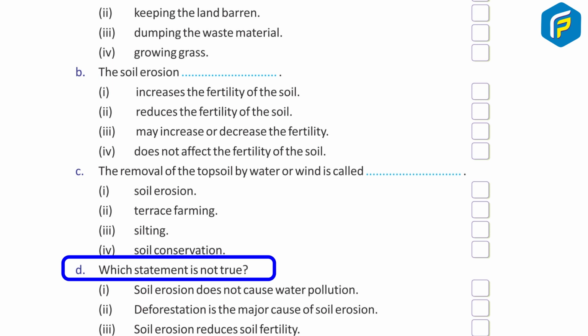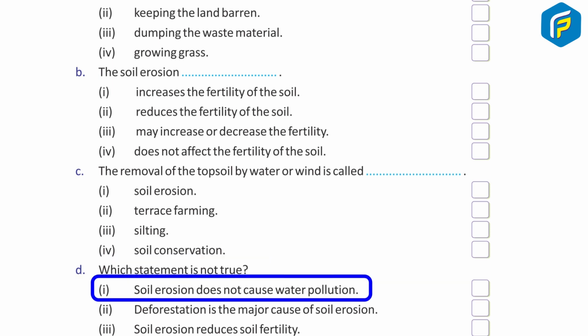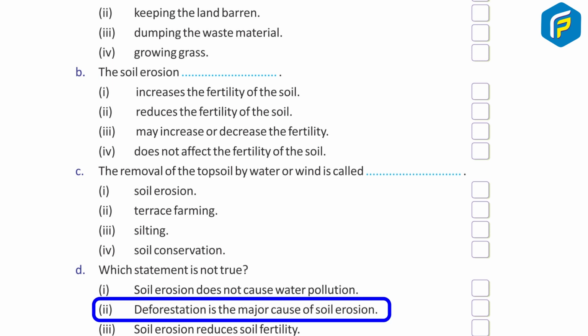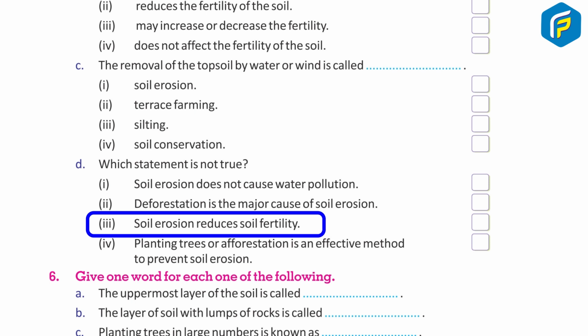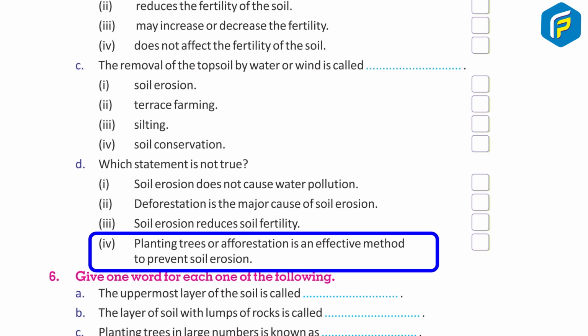D. Which statement is not true? 1. Soil erosion does not cause water pollution. 2. Deforestation is the major cause of soil erosion. 3. Soil erosion reduces soil fertility. 4. Planting trees or afforestation is an effective method to prevent soil erosion.